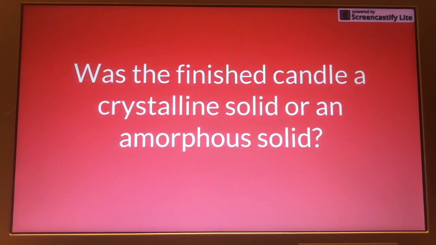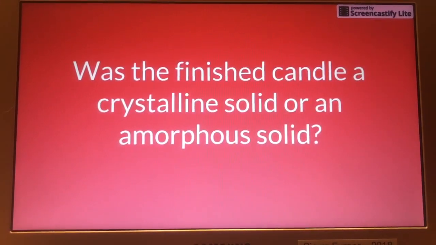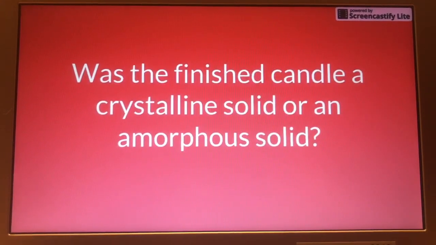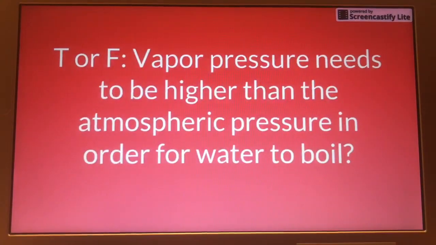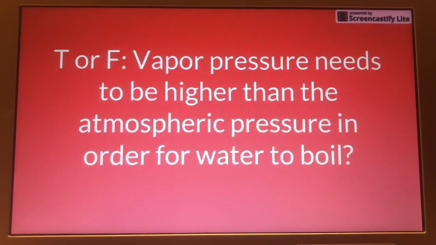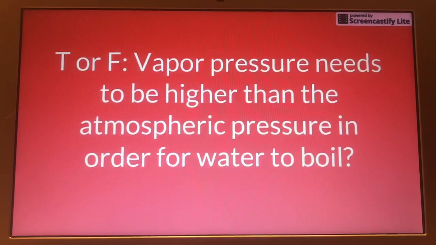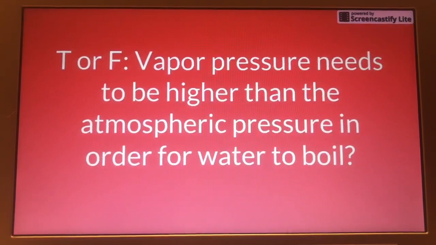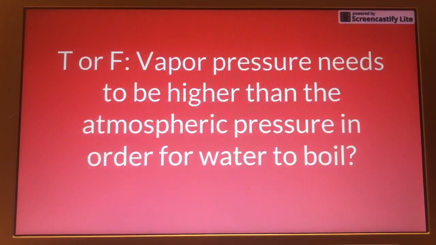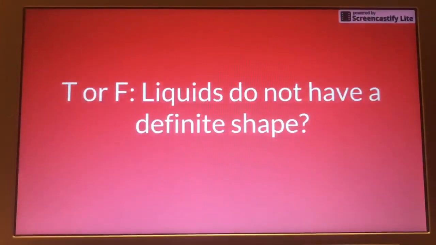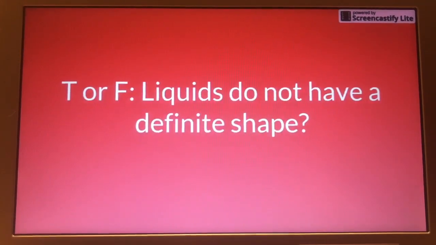Was the finished candle a crystalline solid or an amorphous solid? The finished candle was a crystalline solid. True or false? Vapor pressure needs to be higher than the atmospheric pressure in order for water to boil. This is false. The vapor pressure and atmospheric pressure need to be kept the same. True or false? Liquids do not have a definite shape. True.